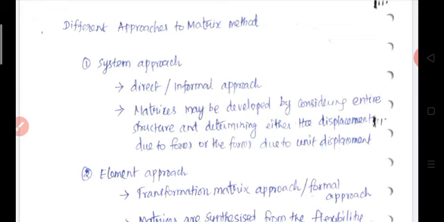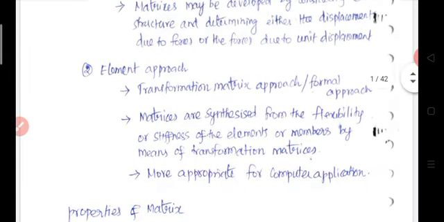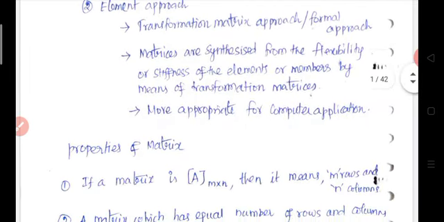Then the element approach, it is also called the transformation matrix approach or formal approach. In this approach, matrices are synthesized from the flexibility or stiffness of the elements or members by means of transformation matrices. This method is more appropriate for computer application.